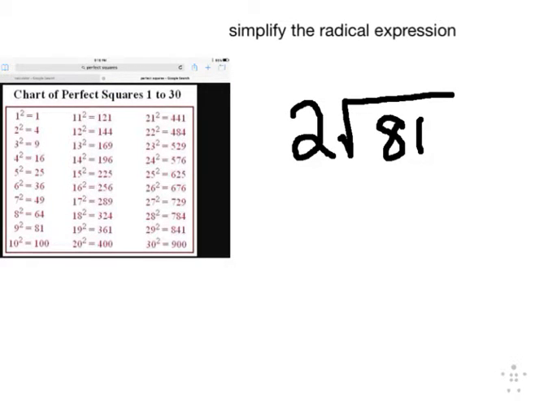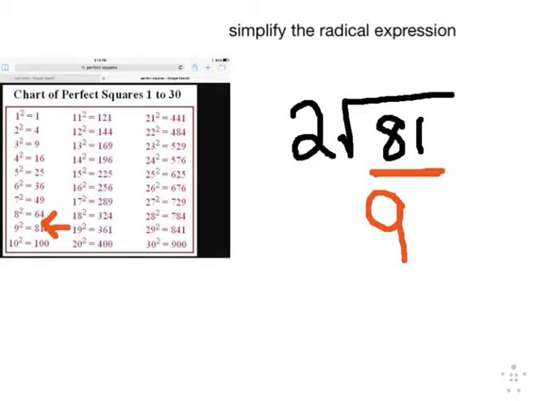Let's try another example. Here we see that we have 2 times the square root of 81. So we're going to try to find the perfect square of what is underneath our radical, which is the square root of 81. We're going to look at our perfect square sheet, and we see that 81 is actually a perfect square. It is the same thing as 9. So the square root of 81 is the same thing as the number 9.